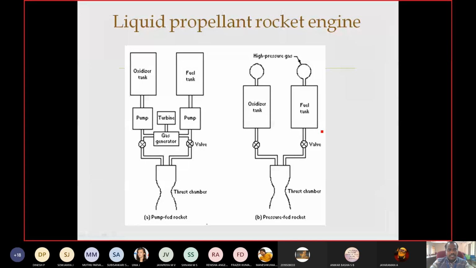So these are the liquid propellant rocket engines. We have a fuel tank and an oxidizer tank, so we can mix them.